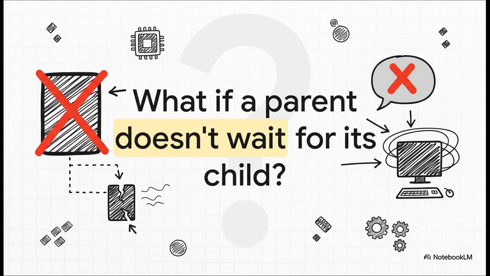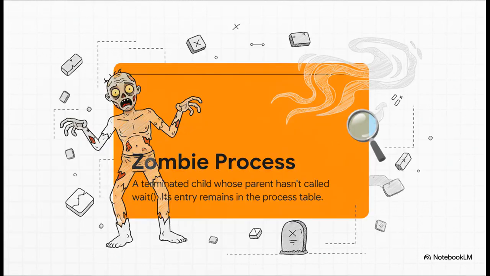But this brings up a fascinating question. We know the parent should wait for the child to finish. But what happens if it doesn't? What if a child process ends and its parent never bothers to check in? Well, that's how you get a zombie process. Seriously, that's what they're called. A zombie is a process that has finished its work, it is technically dead, but its parent hasn't acknowledged its death yet, so its entry stays in the operating system's process table, taking up space. It's a digital ghost, an echo of a program that's no longer running, just waiting for its parent to finally clean it up.